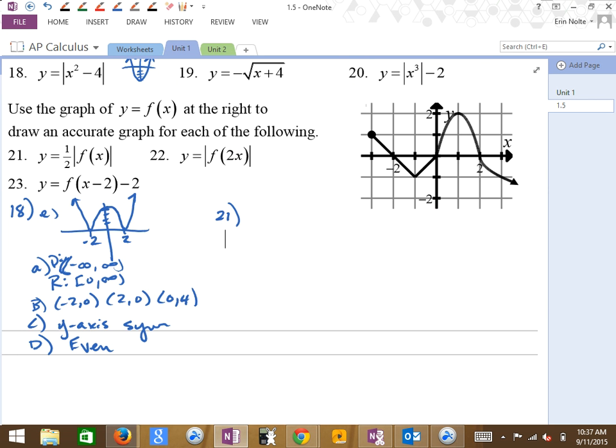Okay, so now let's do number 22. Everything, for the height, correct. Yes, everything. Okay, now 22, we have again two things going on. We have a 2 inside, so that's going to be closer to the y-axis. We're squeezing everything closer, so it's going to be like in.